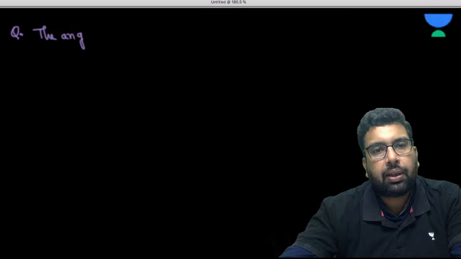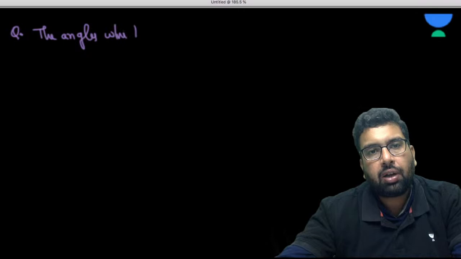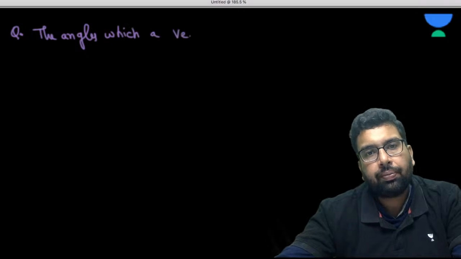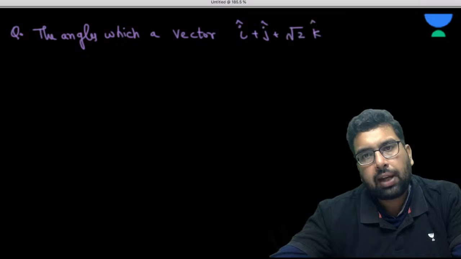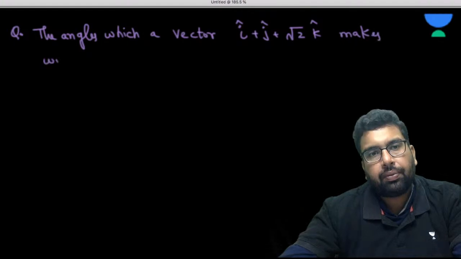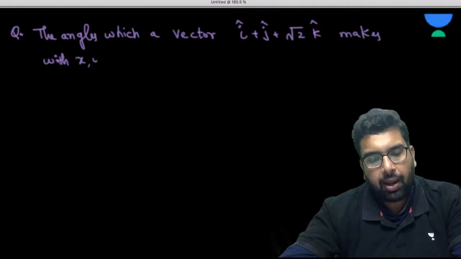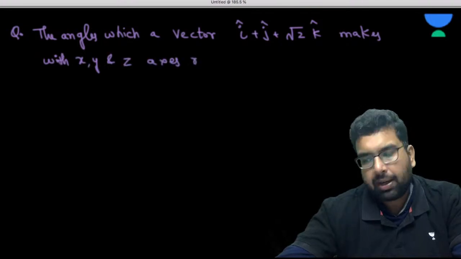So let's say the angles which the vector i cap plus j cap plus root 2 k cap makes with the x, y, and z axes respectively are.